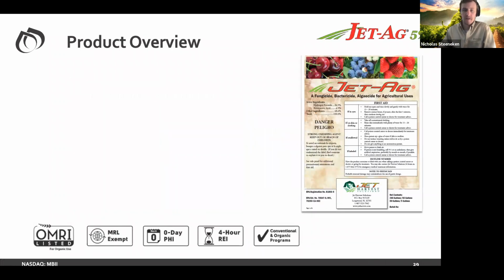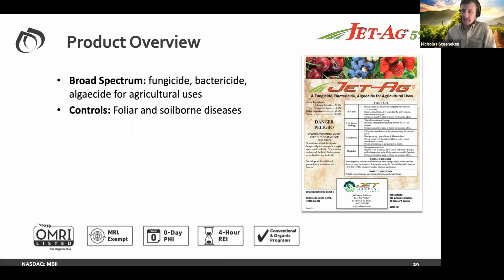All right, so this is JetAg. It's our peracetic acid product. Some growers are familiar with peracetic acid. Basically what it is, it's a fungicide, bacteriocide, and algaecide for agricultural uses. It controls foliar and soil-borne diseases depending on how you go about using it. The active ingredient is peracetic acid.